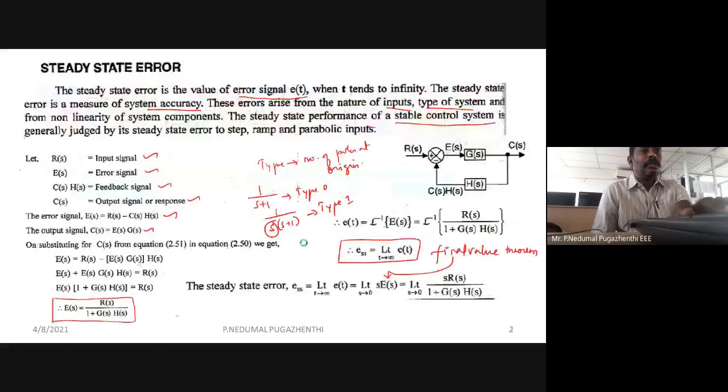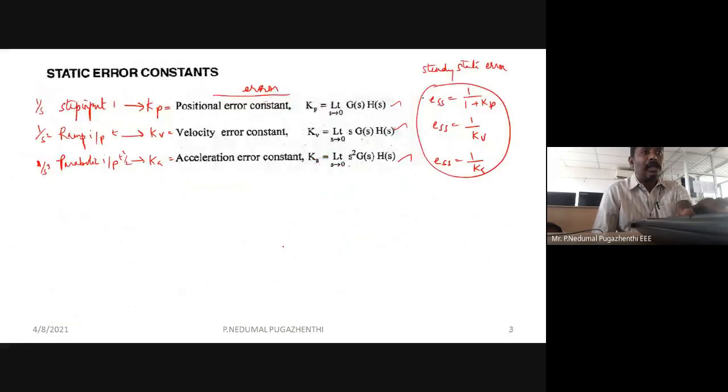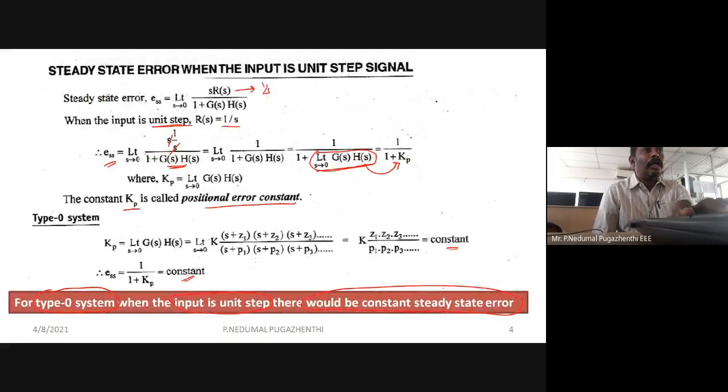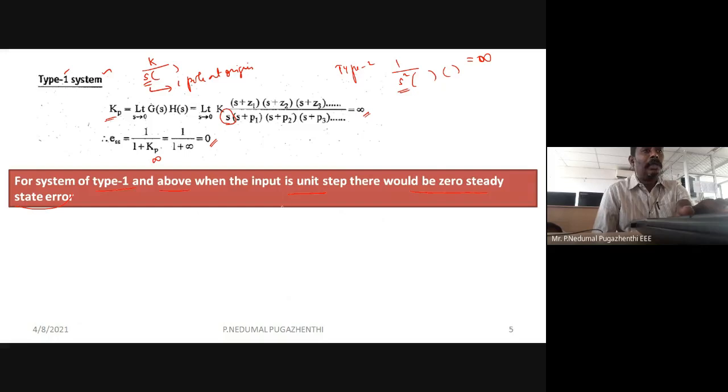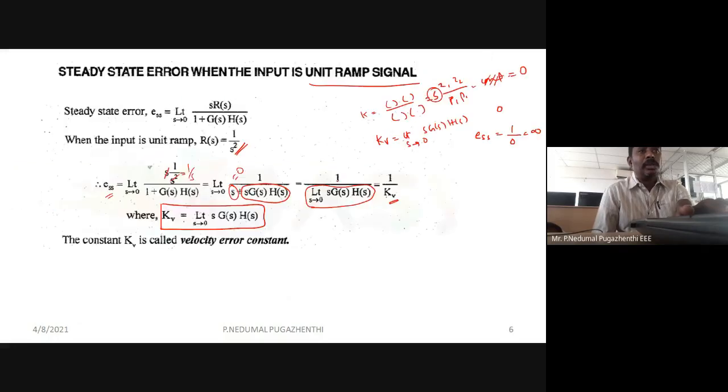We have seen the different classifications of steady state error and derived the formulas for static error constants like Kp, Kv, and Ka, and the relevant steady state error formulas are also provided. When the input is a unit step, we call it the positional error constant, and for type 0 and type 1 systems, how it responds was discussed in yesterday's class.